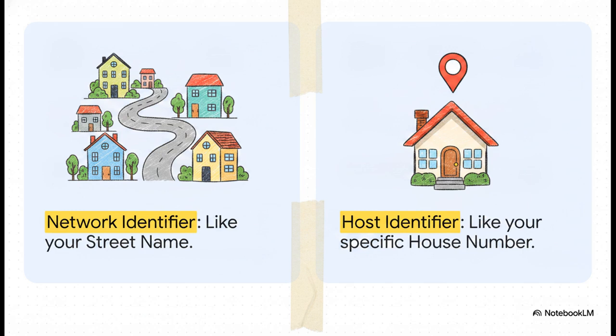Think of it just like the postal service. The network identifier is your street name. It gets the data to your general neighborhood. The host identifier is your exact house number. It delivers the data right to your specific device. And the invisible line dividing those two, that's what we call a subnet mask.